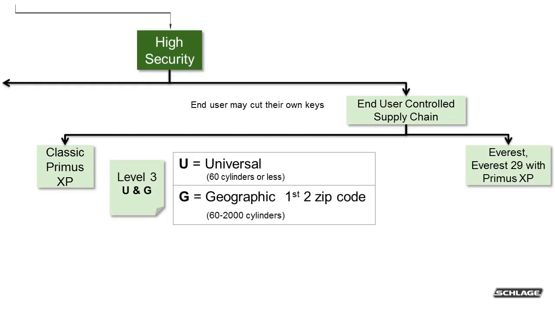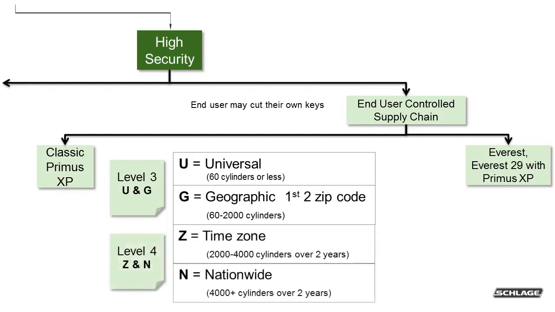This level requires the purchase of between 60 and 2,000 cylinders. Level 4Z offers time zone exclusivity and requires a purchase of 2,000 to 4,000 cylinders in a 2-year period. Level 4N offers nationwide exclusivity and requires the purchase of over 4,000 cylinders in a 2-year period.